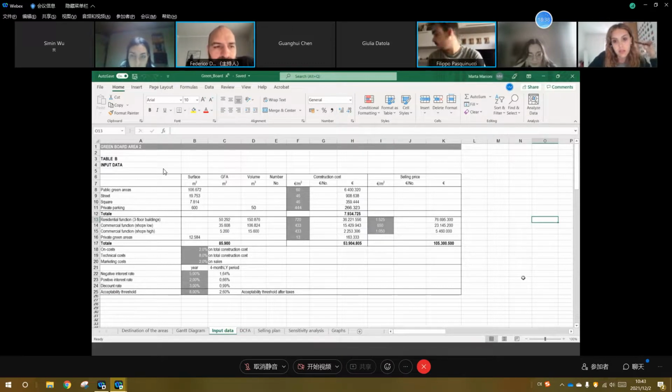Maybe to be coherent, you should also change the construction cost of high quality shops, so they're not the same. A little bit, yeah, because it probably has a big cost for the construction. And about private green area, in which way have you defined the construction cost? Because it is very low.